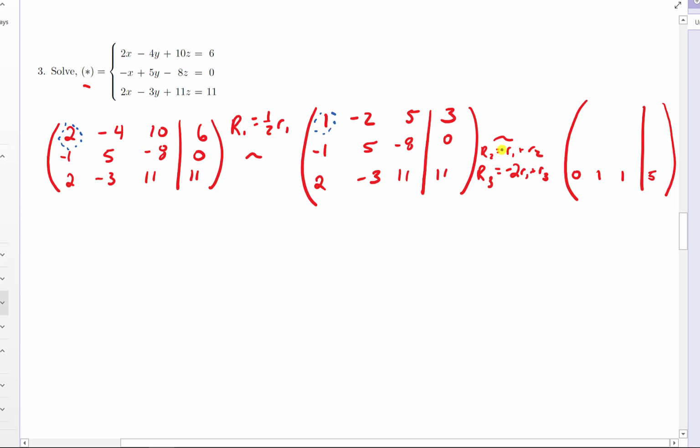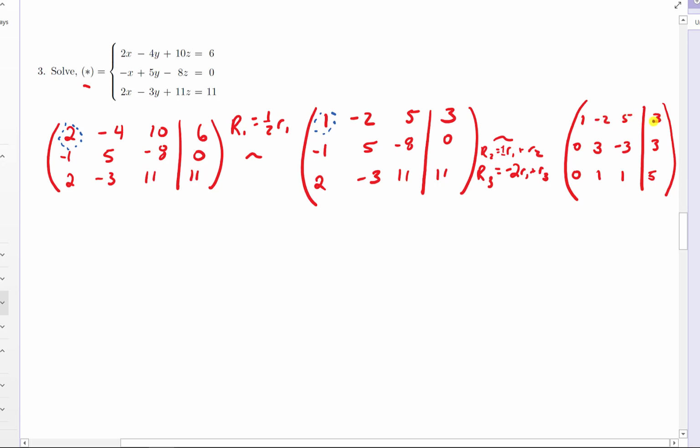Or if you like, you could think of it as multiplying your pivot row by 1, which is the opposite sign of this coefficient. Okay, so I multiply 1 times 1, add it to there, we get 0, that's what I was hoping for. Negative 2 added to 5 is 3. 5 added to negative 8 is negative 3. And 3 added to 0 is 3. And then I'm not going to adjust my pivot row, so we just bring that on over.